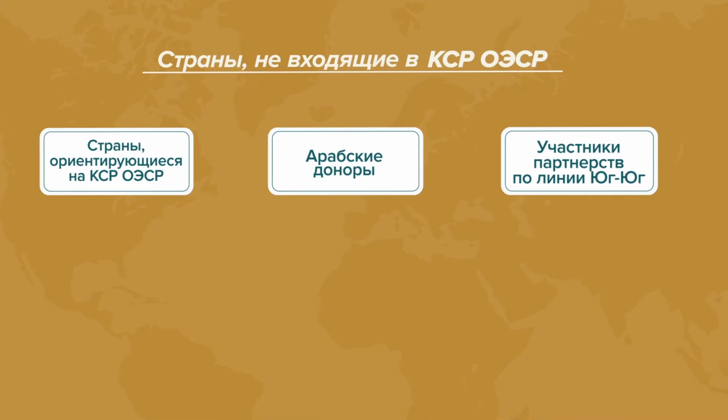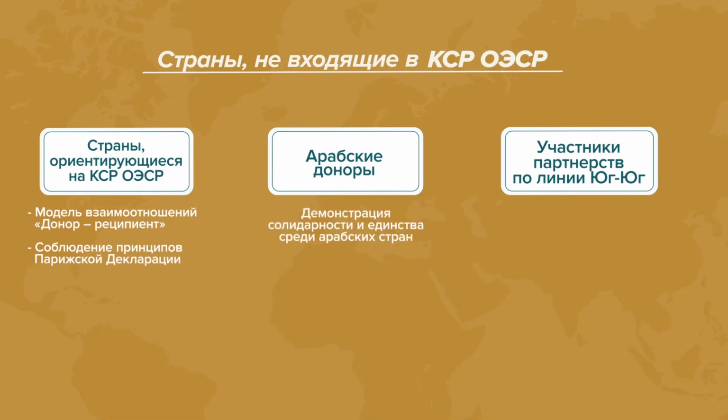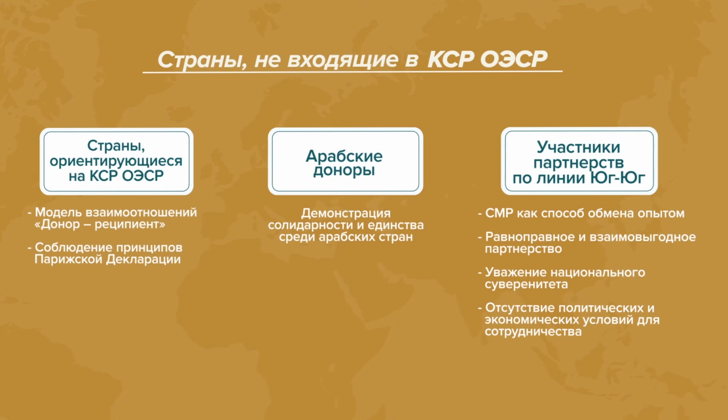The countries guided by the OECD DAC follow the model of traditional donors and adhere to the principles of the Paris Declaration of 2005 when building their national aid systems. Arab donors consider development aid as an important instrument to show solidarity and unity among Arab countries. Providers of South-South cooperation include developing countries with economies in transition. The key difference from traditional donors is the focus of South-South aid providers on equal and mutually beneficial cooperation.